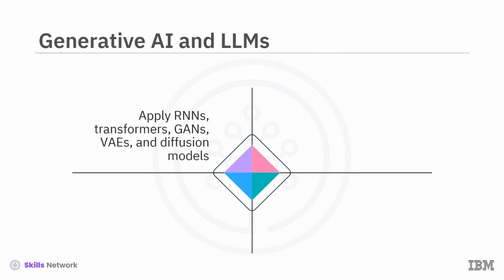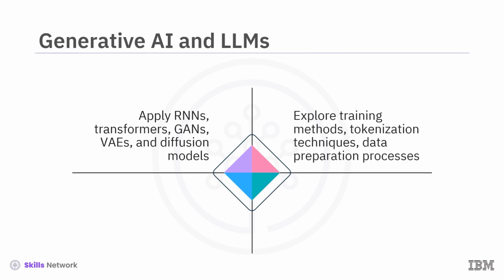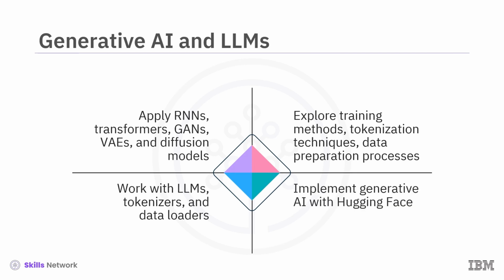Next, you'll explore the types and applications of generative AI models, including RNNs, transformers, GANs, VAEs, and diffusion models. Understand key differences in training methods, tokenization techniques, and data preparation processes. Gain skills to work with large language models, LLMs, like GPT and BERT, and learn to use tokenizers and data loaders, preparing you for implementing generative AI with libraries like Hugging Face.